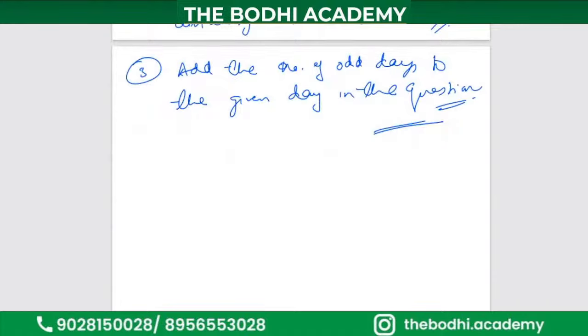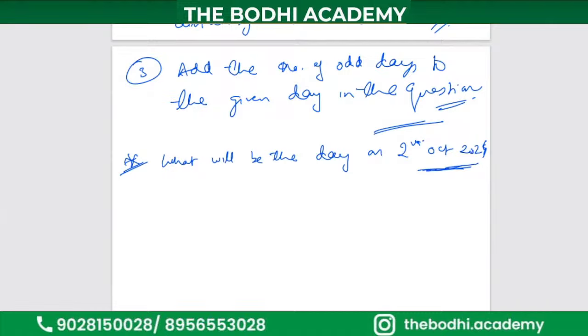Now, one more type of question is asked generally. That is considered to be a very, very important question. Now that question is, if you have to find directly what will be the day on 2nd October 2024. Like a real life question, a question totally based on reality. You have to answer this.